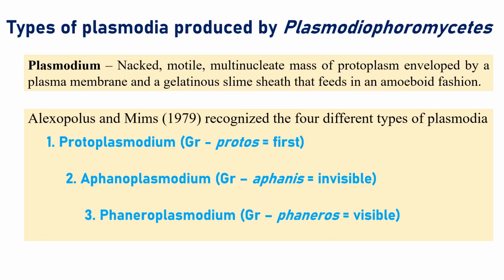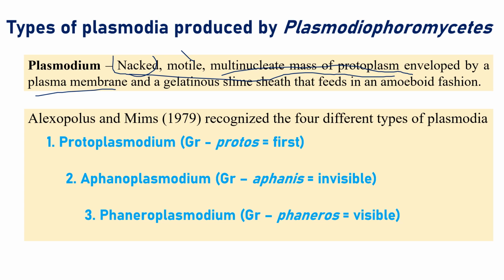So we are discussing a lot about Plasmodium, Plasmodia. Let's see what is Plasmodium and what are the different types of Plasmodia. Plasmodium means a multinucleate mass of protoplasm, as I told you. I gave a little bit of extra information. This Plasmodium is actually naked and motile. It can locomote. It is a multinucleate mass of protoplasm enveloped in the plasma membrane.